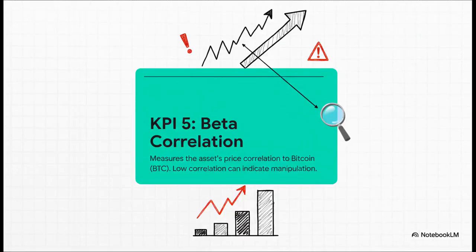And finally, from a governance standpoint, we have beta correlation. This KPI measures how an asset's price is correlated to Bitcoin, and this is absolutely crucial because a sharp rally that is totally disconnected from what the rest of the market is doing, well, that often signals an isolated and possibly manipulated event. It's a critical flag for spotting high-risk outliers.